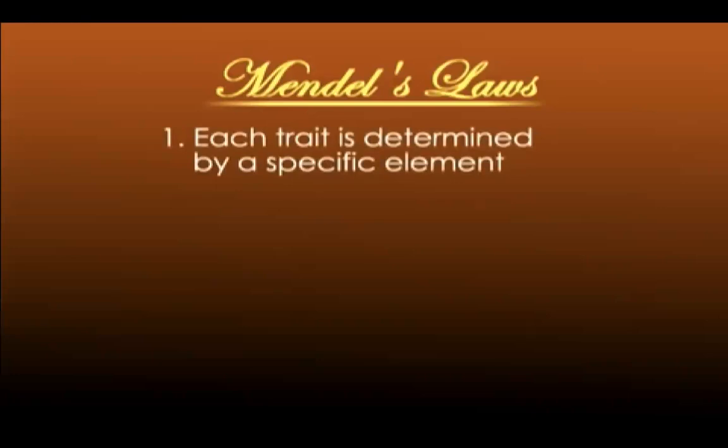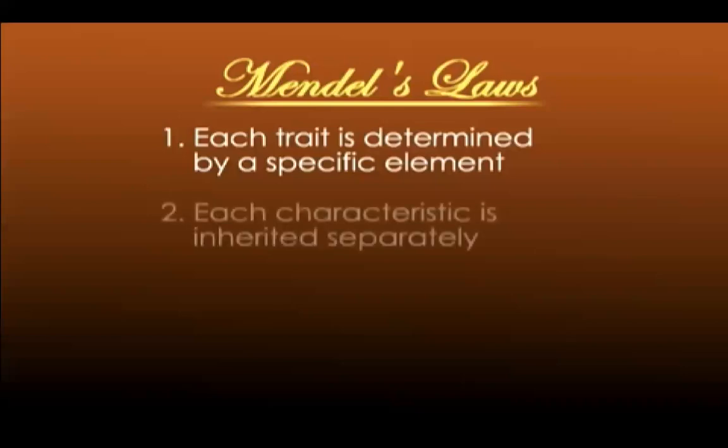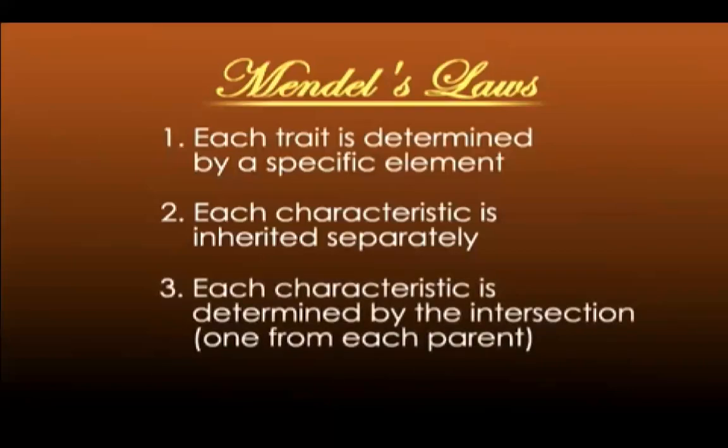Mendel discovered three fundamental laws of genetics. First, each trait is determined by a specific element. Today, we call them genes. One gene determines, for example, a person's hair color. Another determines eye color. Second, each characteristic or gene is inherited separately without affecting the others. For example, hair color is inherited separately from eye color. Third, each inherited characteristic is determined by the intersection of two genes, one from each parent, and one is always dominant over the other. The dominant trait will be passed on from one parent. A recessive trait must be passed from both parents.